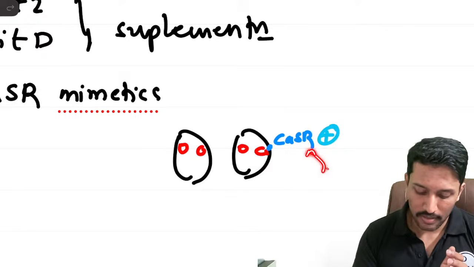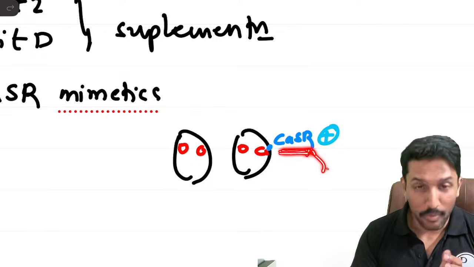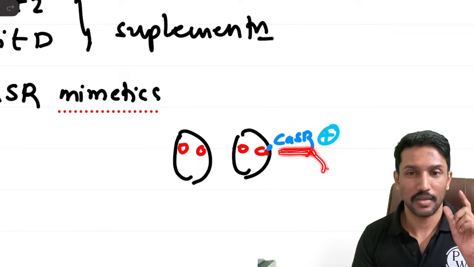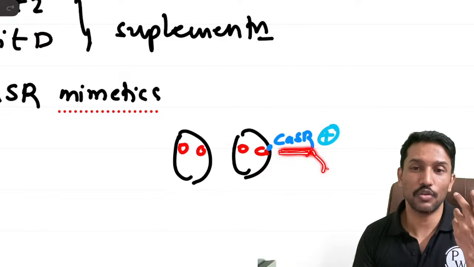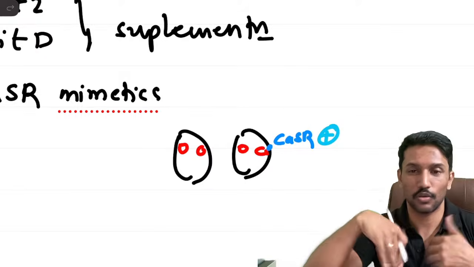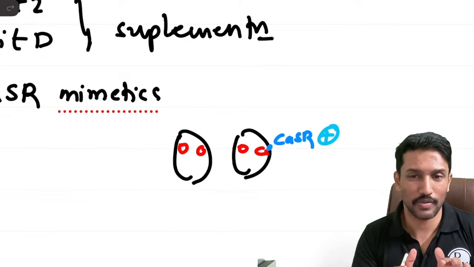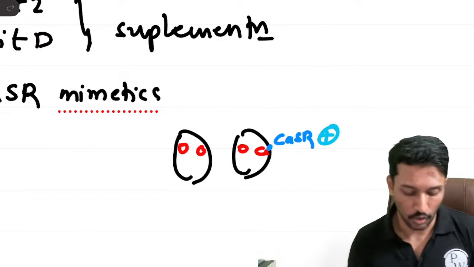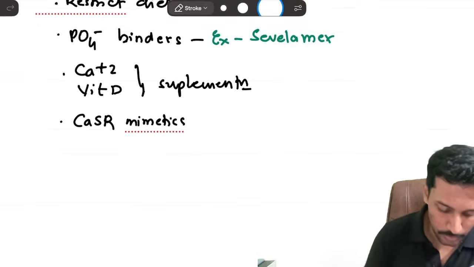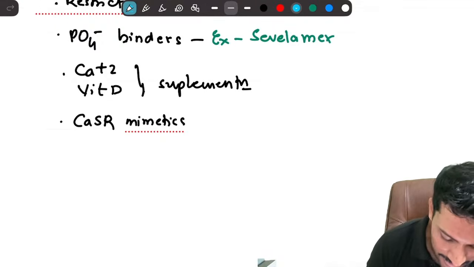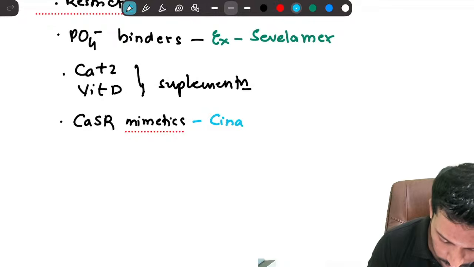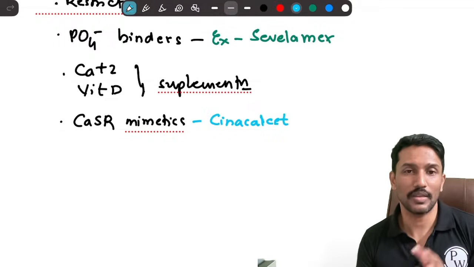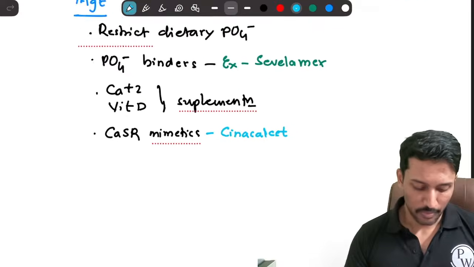I can also create drugs that can mimic calcium and stimulate this receptor. So the parathyroid gland gets tricked to believe that there is sufficient calcium in the blood, so I don't have to release the parathormone. So parathormone levels come down and the bone turnover gets normalized. Examples for that are cinacalcet, etelcalcetide. These are all calcium sensing receptor mimetics.